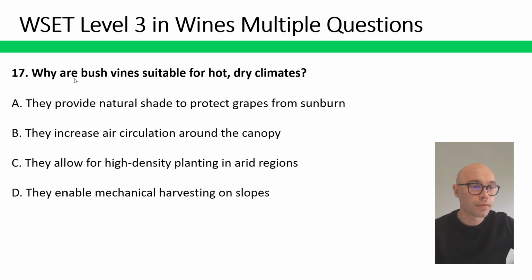Why are bush vines suitable for hot, dry climates? They provide natural shade to protect grapes from sunburn, they increase air circulation around the canopy, they allow for high density planting in arid regions, they enable mechanical harvesting on slopes. The correct answer is A, they provide natural shade to protect grapes from sunburn.